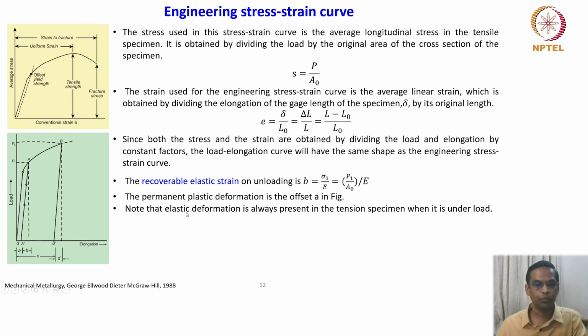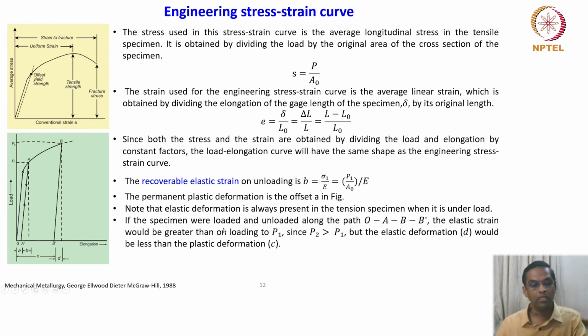What is important here is to note that elastic deformation is always present in the tension specimen when it is under load. If the specimen were loaded and unloaded along the path O, A, B, B dash, so we are going further away with the higher loads, the elastic strain would be greater than on loading to P1 since P2 is greater than P1, but the elastic deformation D would be less than the plastic deformation C.